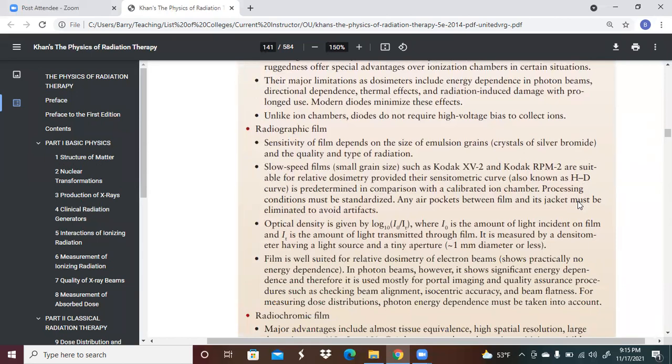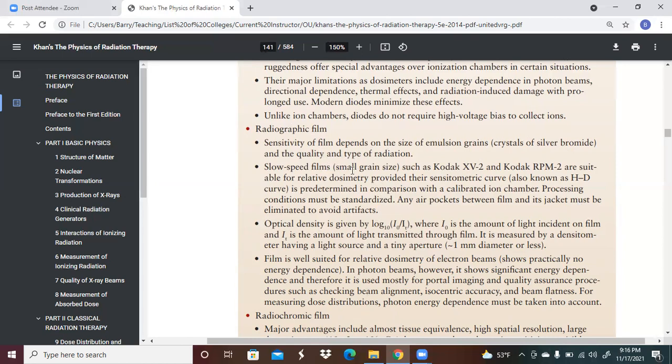Now, a lot of physicists that I work with will say that film is just your gold standard. This is the one by which everything else should be measured. Radiographic film is one of these, and then you also have radiochromic film. If we're looking at radiographic film, the sensitivity depends on the size of the emulsion grains, the little crystals of silver bromide within them, and the quality and the type of radiation.